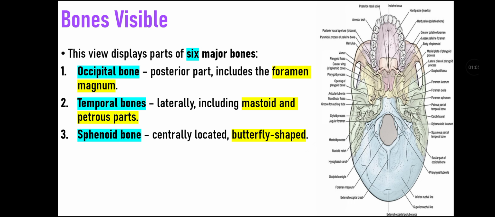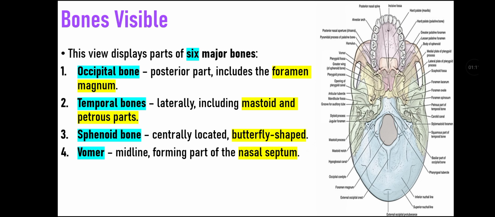Next is sphenoid bone. The yellow color bone you can see in diagram is the sphenoid bone. It is centrally located. It is butterfly shaped. Next is vomer, as you can see in the back side of the palate or at the area of choanae. It is a midline bone that forms part of nasal septum. Next is palatine bone. You can see in diagram the palate posterior part, the orange color bone is the palatine bone. It forms the posterior hard palate.